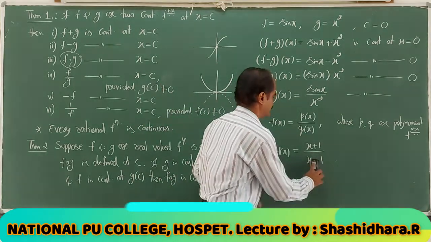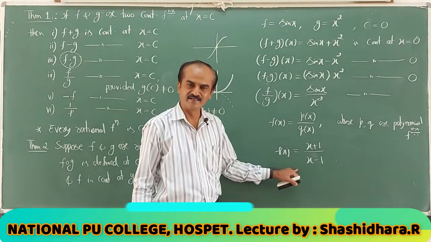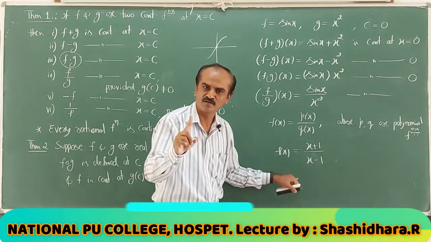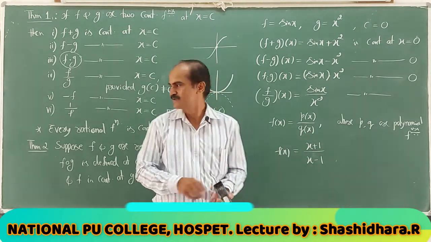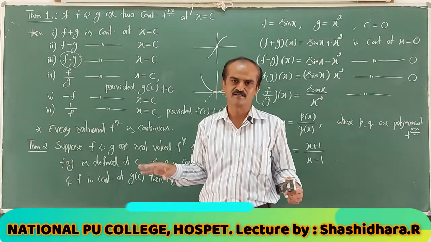Suppose you have something divided by x minus 1, of course it is continuous except at only one point, because this function is not defined when x equal to 1. So that is what we can say: every rational function is continuous.